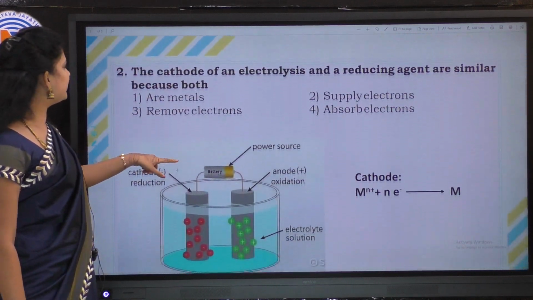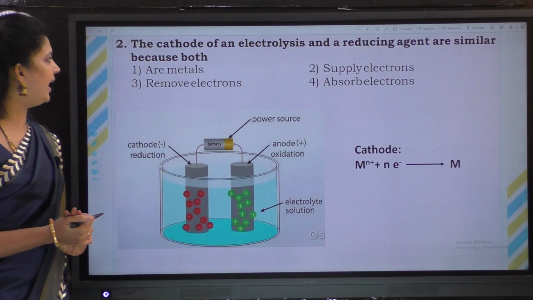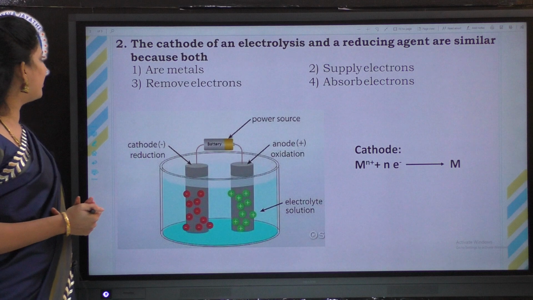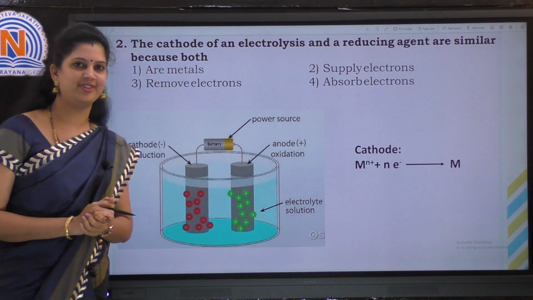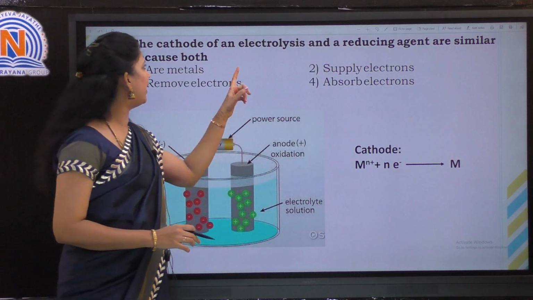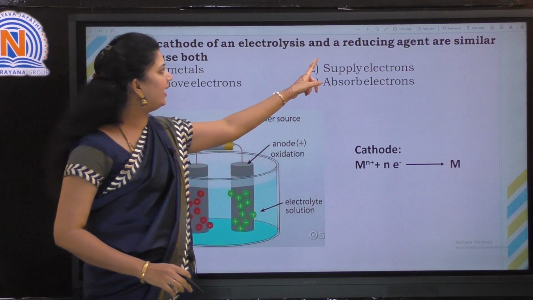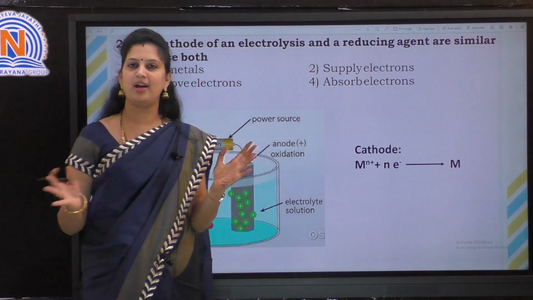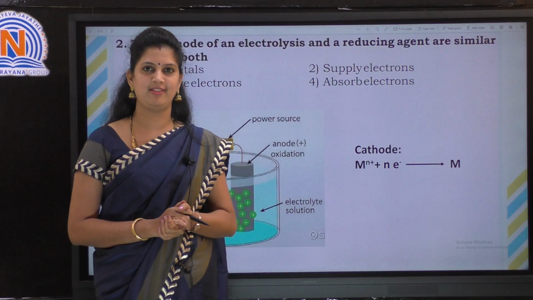Yes, let's move to the second question. The cathode of an electrolysis and a reducing agent are similar because both. So let us understand the question first. They are taking two things. One is cathode, the cathode in an electrolytic cell, and a reducing agent. These two are completely different, but what is the similarity which we have in between these two?